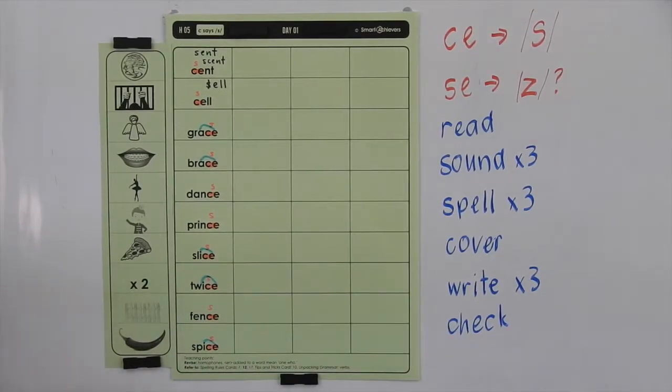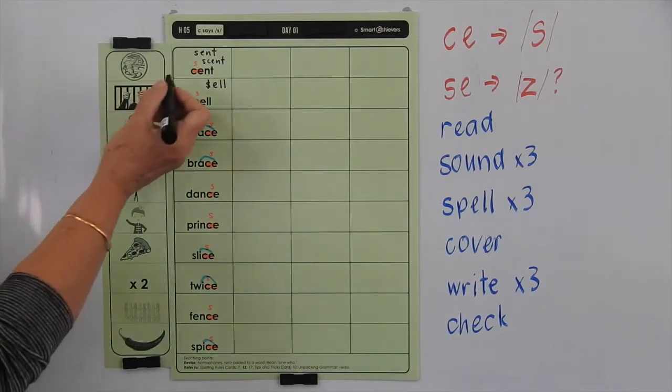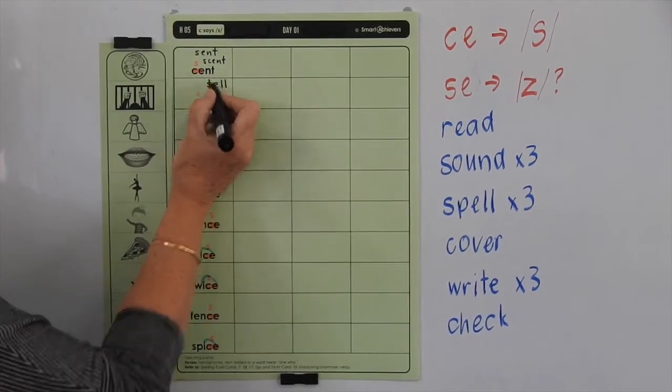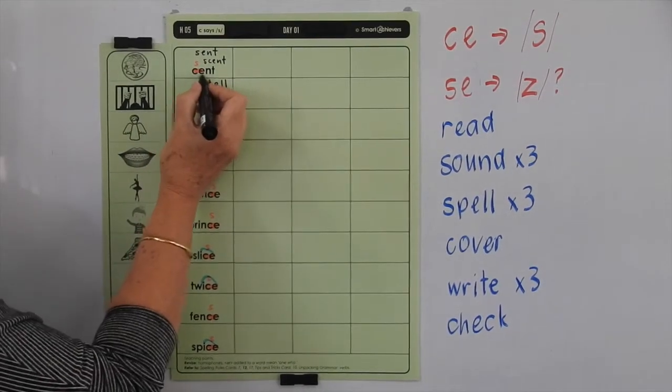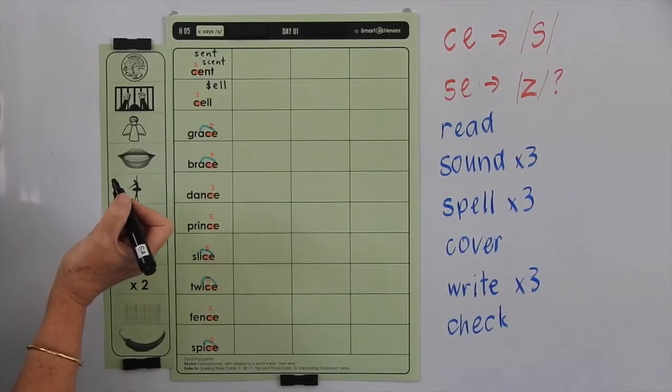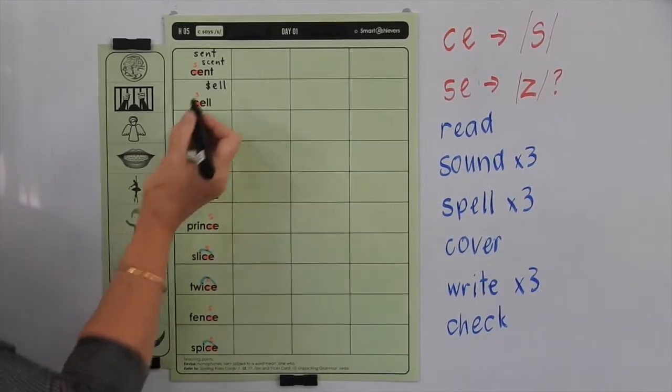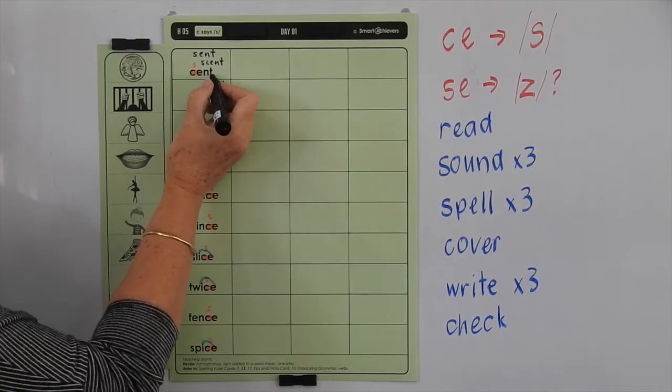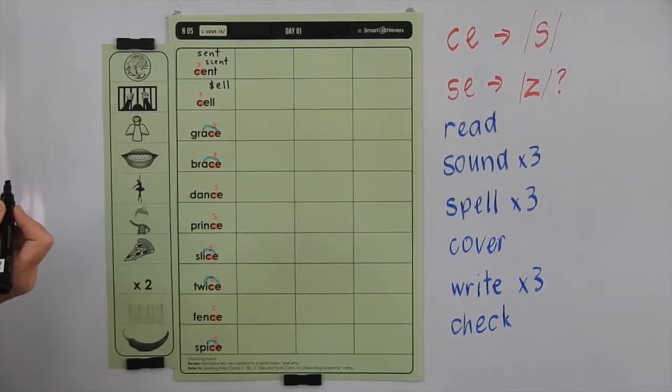Okay, so let's read the word, sound the word, spell the word, and write them. Don't forget, cent is a root for 100. So when we have a century, that means it's 100 years. If we had a centipede, pede means leg, so centipede means an animal with about 100 legs.